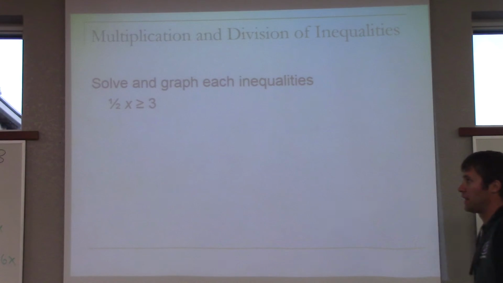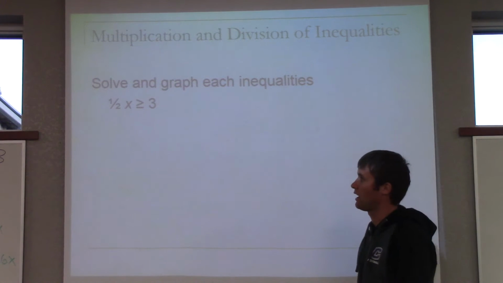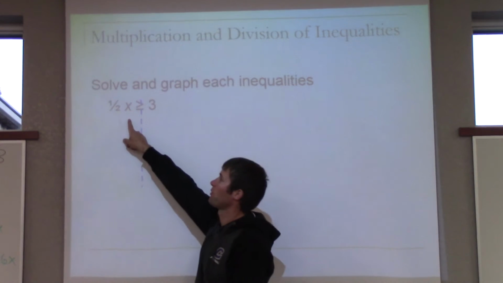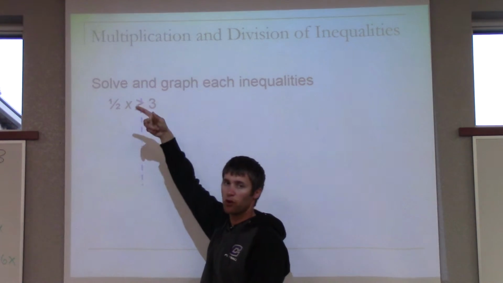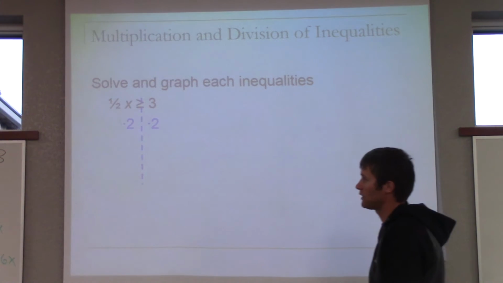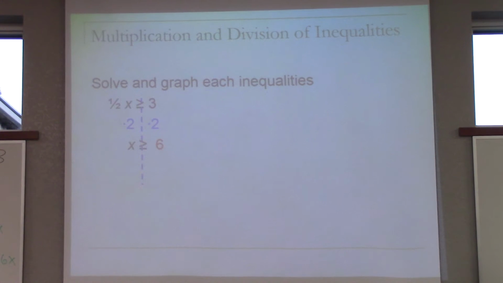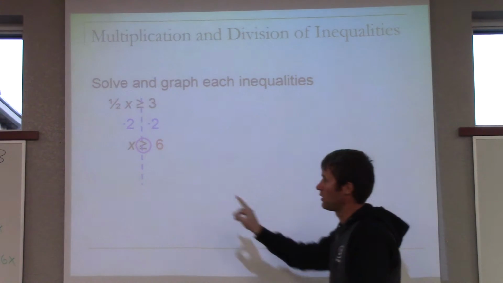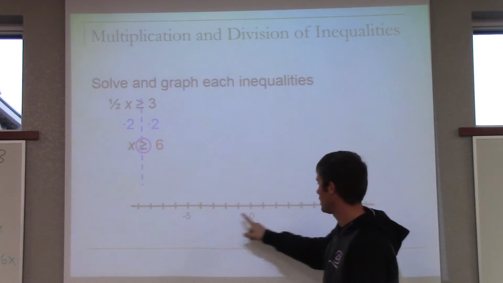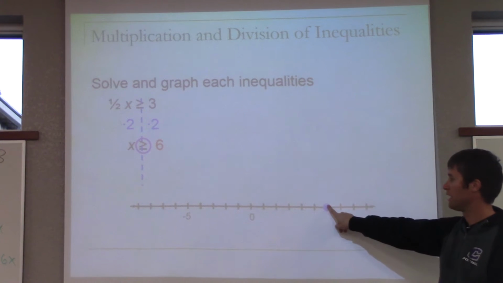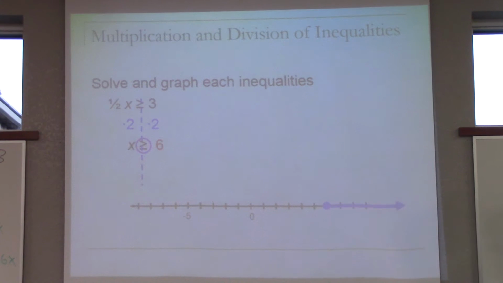Go ahead here. 1/2 x is greater than or equal to 3. So draw your river. How do you get rid of 1/2? Well, you multiply by the reciprocal. The reciprocal is 2 over 1, so it would be 2. So times it by 2. 3 times 2 is 6, so x is greater than or equal to 6. It is an equal to, so it's going to be closed, so you go to 6: 1, 2, 3, 4, 5, 6. Put a point. Greater than that, so point to the right.